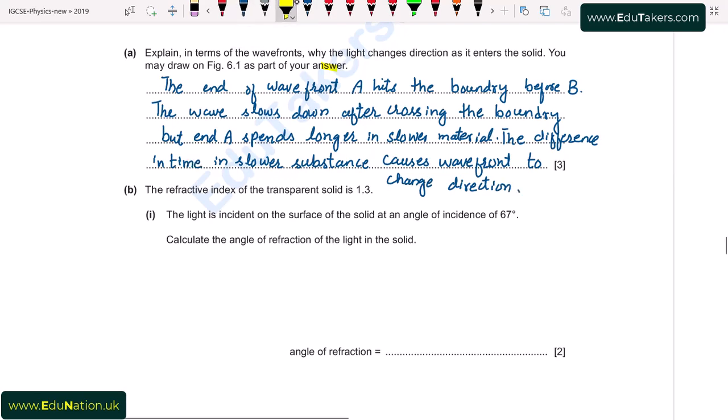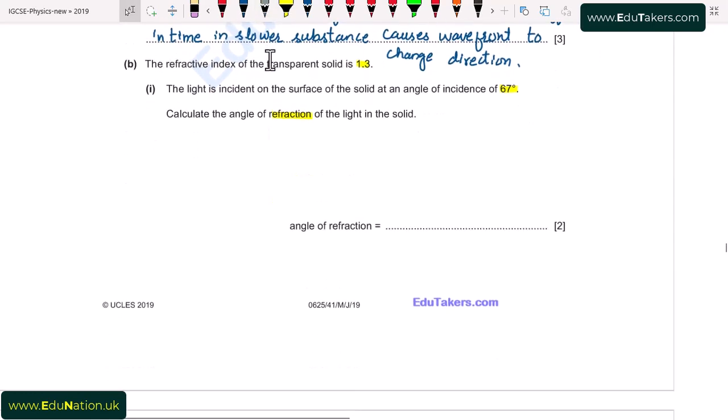Part B. The refractive index of the transparent solid is 1.3. Part 1. The light is incident on the surface of the solid at an angle of incidence 67 degrees. Calculate the angle of refraction of the light in the solid. Here we have to calculate the angle of refraction. The index of refraction is given and the angle of incidence is also given. So by using that, refractive index is the ratio of sine of angle of incidence over sine of angle of refraction. Here we have to calculate the value of r.